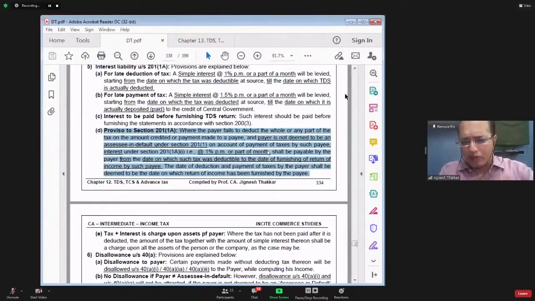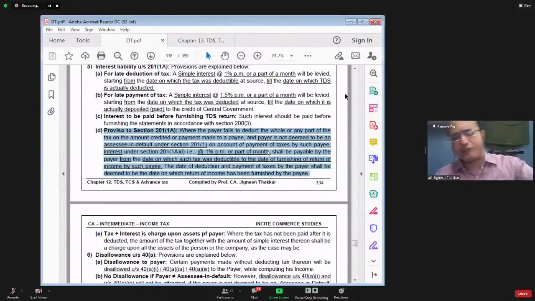If I am doing all these 3 jobs, in that case, what is the benefit to Inside Commerce Studies? They will not be considered as assessed in default. Penalty will not be levied. Question is whether the deduction for the expenditure will be disallowed to them.